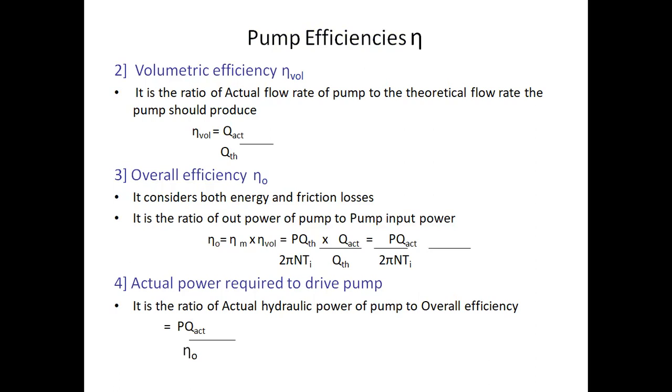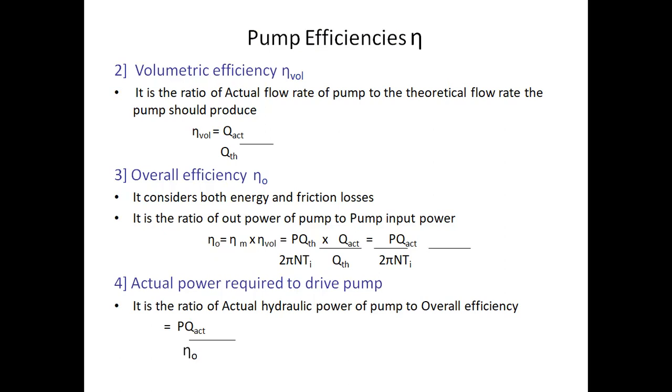See here, it considers both energy and friction losses. It is the ratio of output power of the pump to pump input power. Overall efficiency equals mechanical efficiency into volumetric efficiency, equals P Q theoretical upon 2 pi N Ti into Q actual upon Q theoretical. So the final formula we get is P Q actual upon 2 pi N Ti.